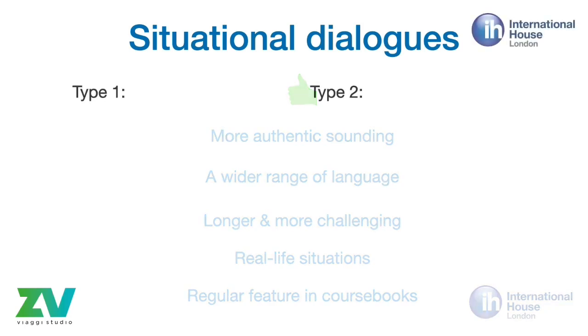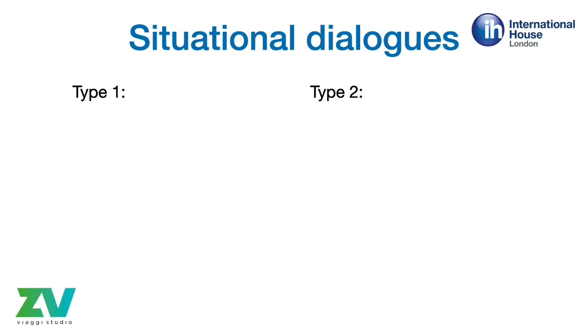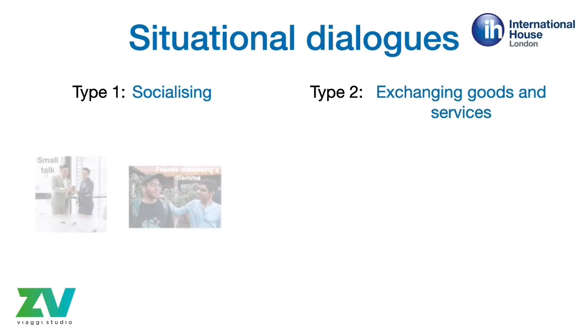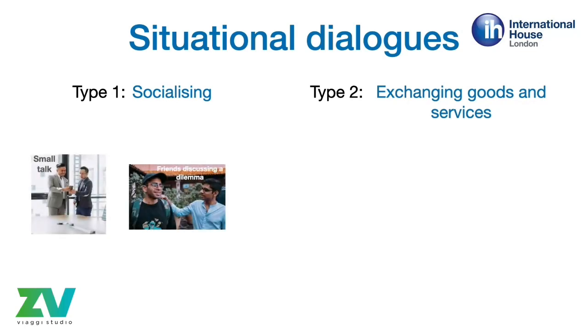You can usually divide situational dialogues found in coursebooks into two broad types. Type 1, the macro function, is socializing, and type 2, the macro function, is exchanging goods and services. Let's have a look here. We can see small talk and the friends discussing a dilemma fall under socializing.